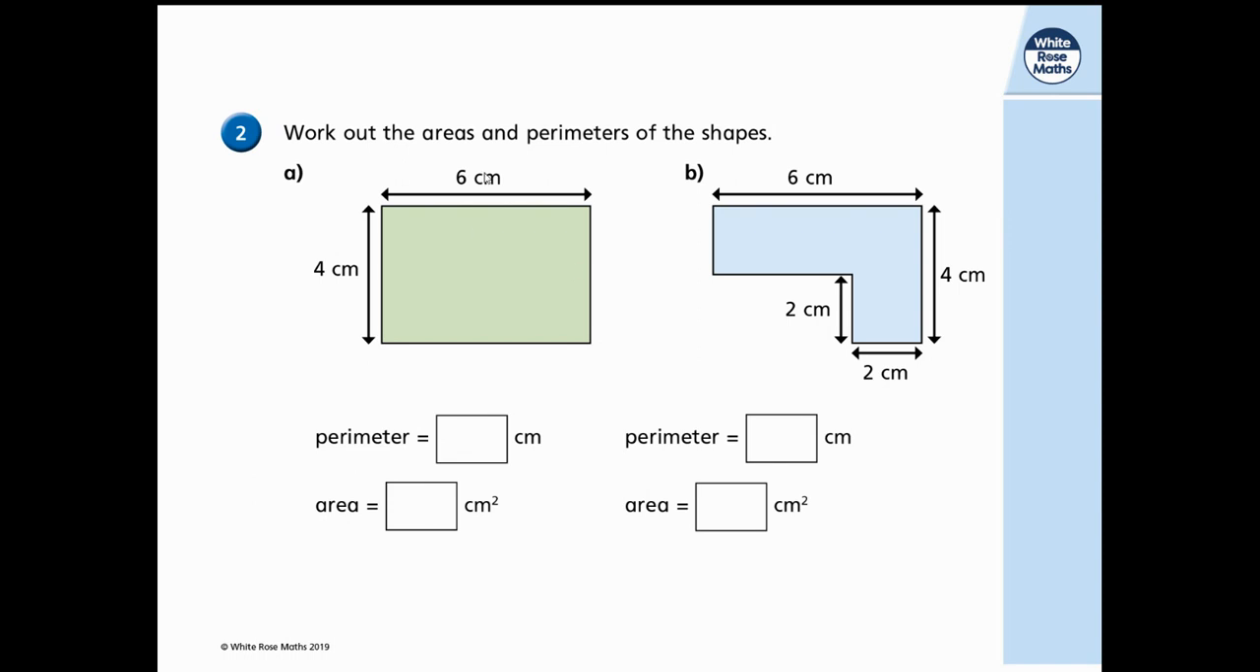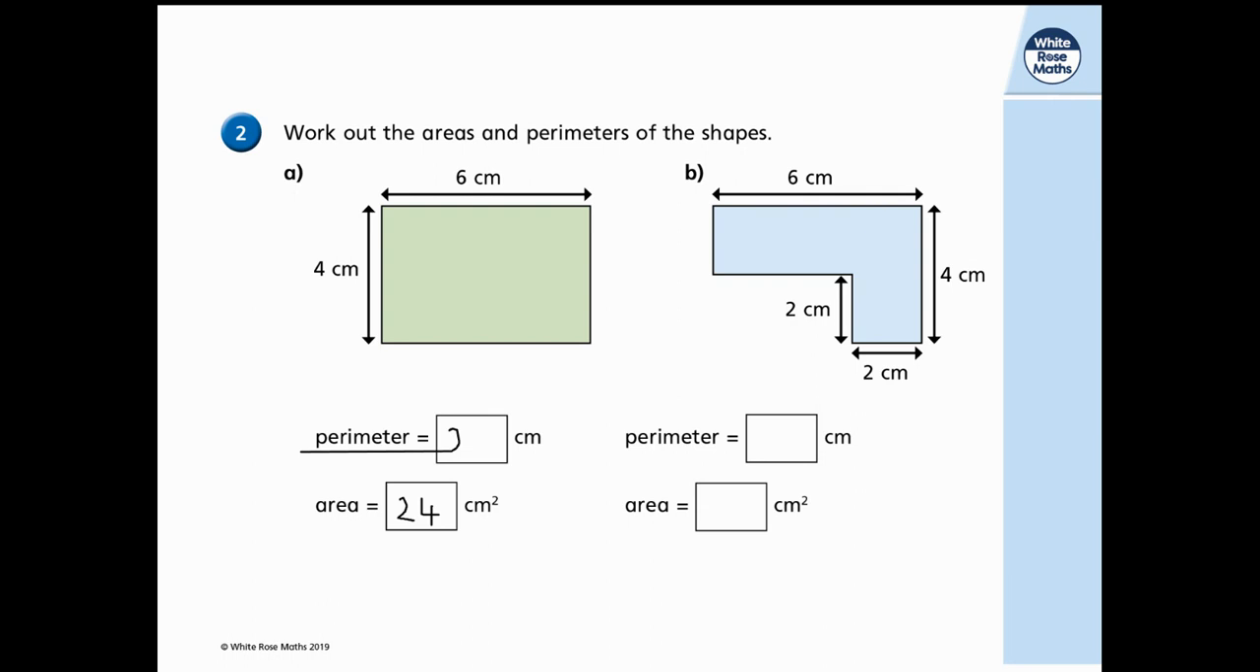So here I've got a rectangle. So to work out the area, remember if I've not got any squares, to work out the area, we times the width by the length. So 6 times 4 is 24.